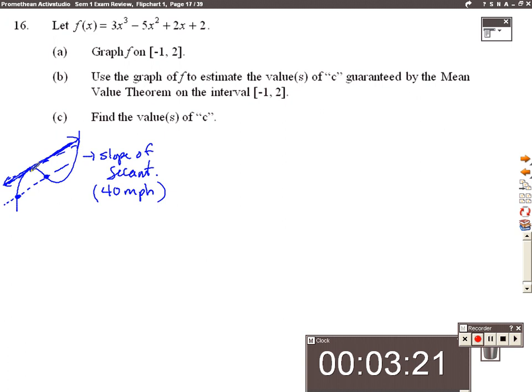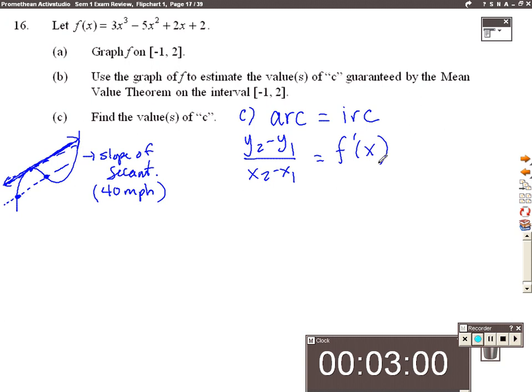Now part C is really the analytical part. And remember what we just said is find the time at which the average rate of change is equal to the instant rate of change. Now the average rate of change is y2 minus y1, good old-fashioned slope. And for the instant rate of change, we're going to set the derivative of the function equal to that and solve. Alright, now we're going to have to calculate the y values that go along with these x values.